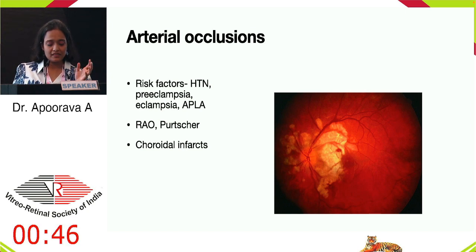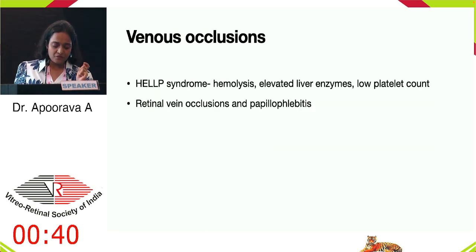Apart from the major retinal artery occlusions, one can also have Purtscher retinopathy, and there can be choroidal infarcts. HELLP syndrome is a risk factor for venous occlusion. HELLP, we know, is hemolysis, elevated liver enzymes, and a low platelet count. And DIC is another risk factor for venous occlusions.